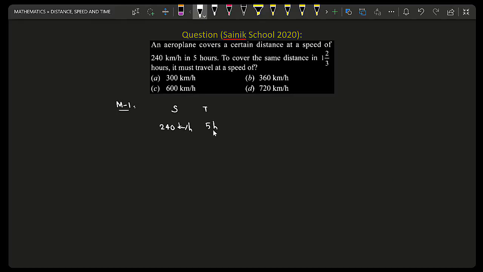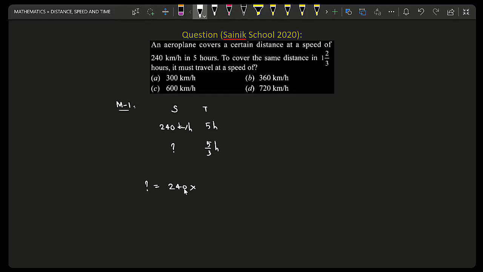Sir, we don't know the speed, but we know the time, 1 2 by 3 hours. Convert into improper form, 5 by 3 hours. Now, we want this question mark value. Which is related to the question mark vertically? Question mark is 240. Now, just use your common sense and answer: same distance.